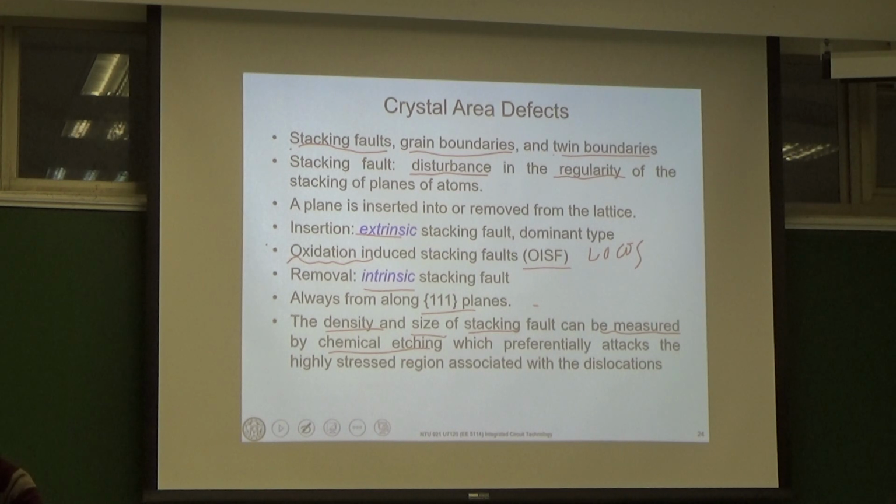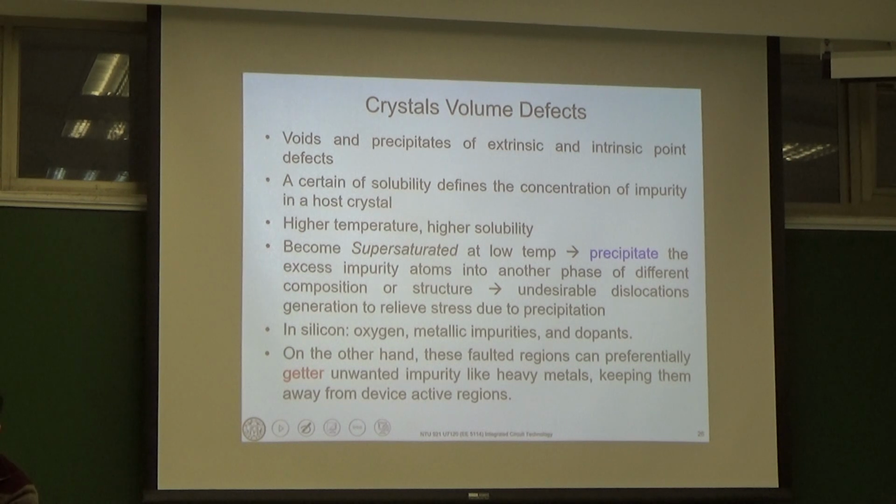So when you use this kind of chemical agent, it is similar to what we just saw with the surface process, because those chemicals will attack the dislocations or defects first. Okay, and now we move into the volume defects. Okay. Volume defects can be a void or precipitate, or an extrinsic or intrinsic point defect. So we can create a void or precipitate.